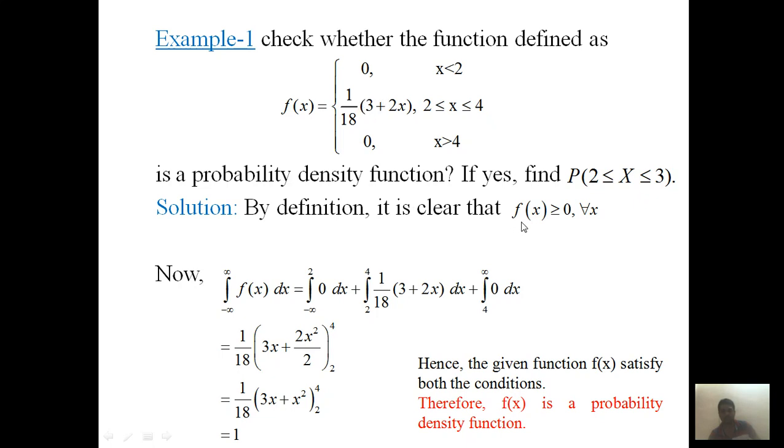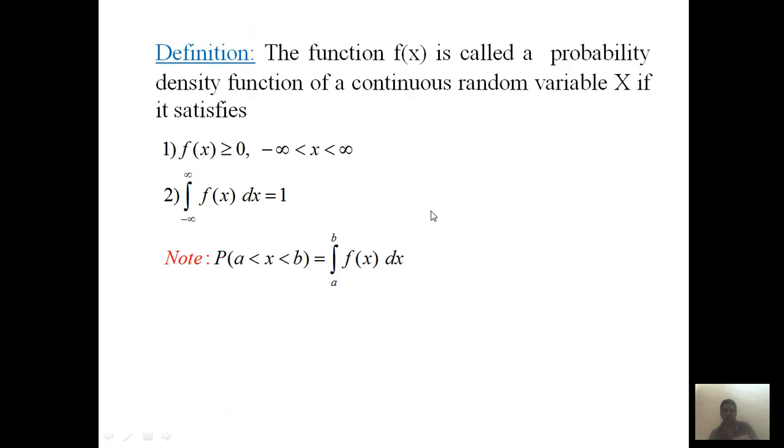So it is clear that the function f(x) is greater than or equal to 0 for every x. In these two intervals it is 0, so it's including this, greater than or equal to, and now in between 2 to 4 the function must definitely be greater than 0. So it satisfies the first condition.